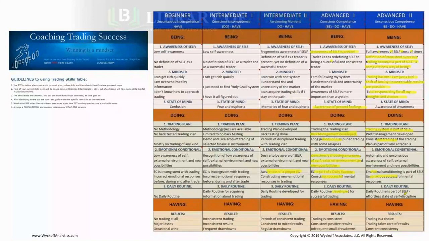Probably needs to be a little bit more a part of self. So this means that the routine has to be developed a little bit more, and consistency has to be a little bit more there, but definitely here. And then the results, definitely it's a choice. Definitely, I have consistency. There are some periods where I'm extremely consistent. There are some periods where I'm inconsistent.